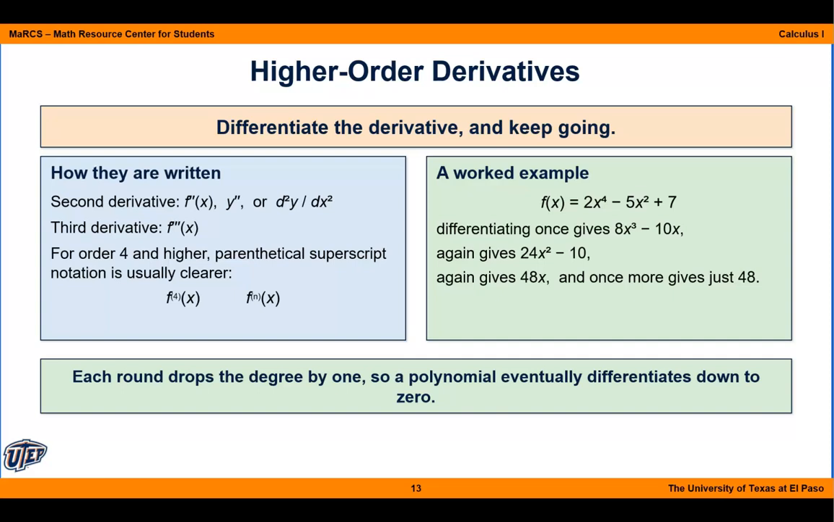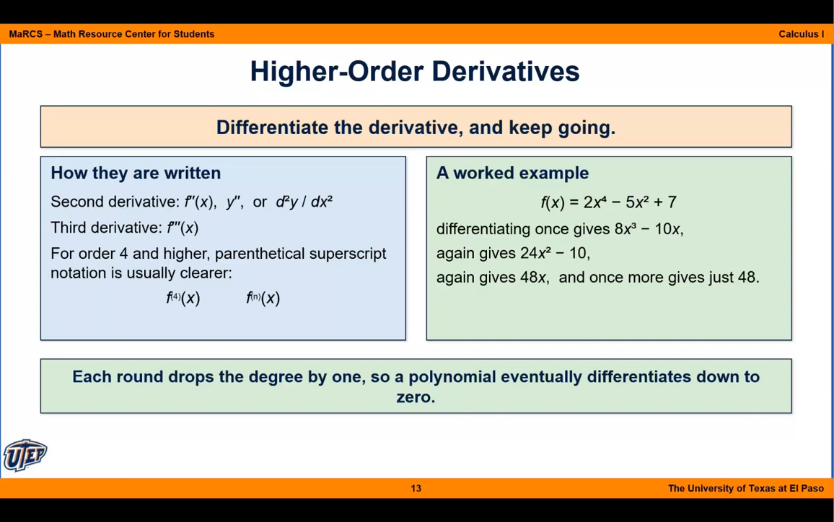For derivatives of order 4 and higher, we commonly use parenthetical superscripts such as f to the power 4 of x and f to the power n of x. Consider the polynomial f of x equals 2x to the power 4 minus 5x squared plus 7. Differentiate once to find f prime of x, and then continue differentiating each new result.